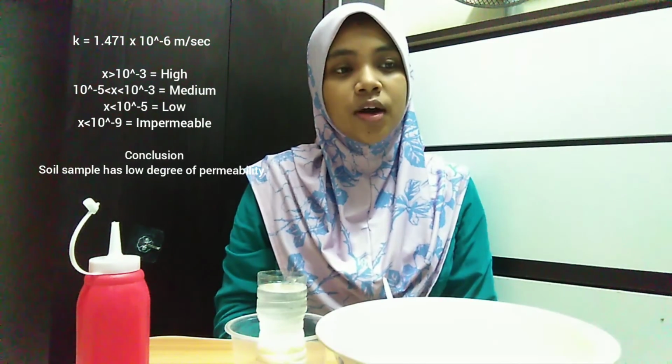So, the final result of the coefficient of permeability of the soil sample that we get is 1.471 times 10 to the power of -6 meters per second. Even so, there might be some error when observing the movement of the water since the water flows quite fast. The precaution that can be taken is to repeat the test until it consistently produces the same result.